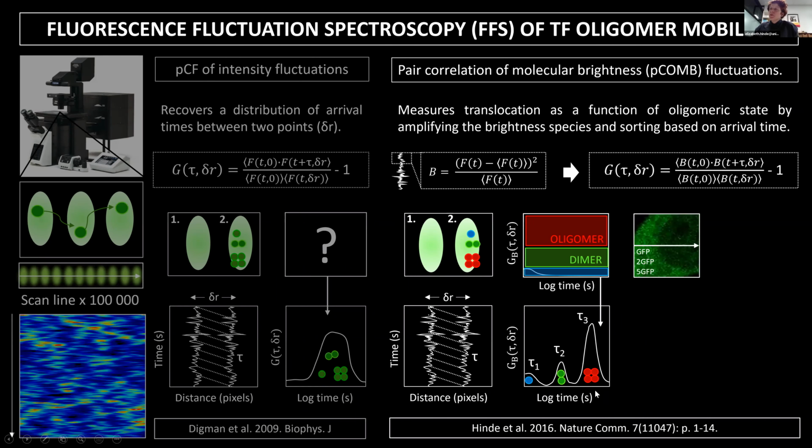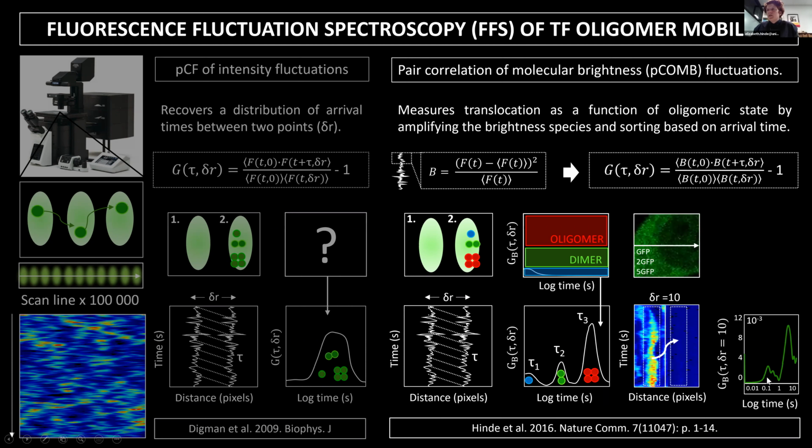and the peak time tells us the arrival time. So now if we do a line scan across a cell that's expressing a monomer, dimer, and pentamer of GFP, for example, and we look at how these different species cross the nuclear envelope, we can see that you now can see the different peaks for the arrival time to get from the cytoplasm to the nucleus. And based on a calibration with the monomeric EGFP shown here, we can assign these to the dimeric or pentameric complex that we've transfected in.